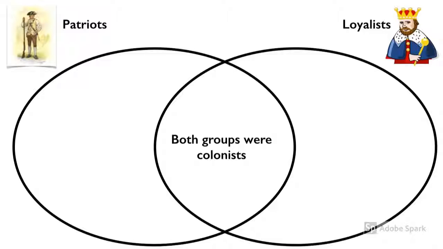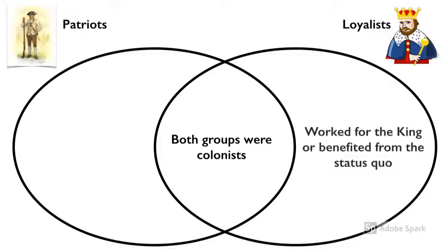Both groups were colonists. Loyalists and Patriots were those living in the colonies. They just had different opinions on who should be winning the war. Most Loyalists worked for the king or benefited from the status quo, or things remaining the same, while the Patriots tended to lead boycotts and protests to try to make change happen.